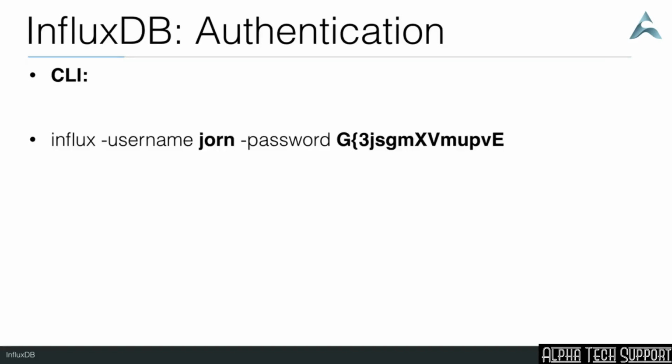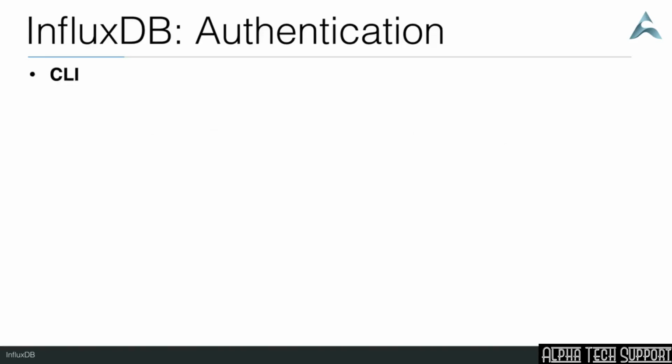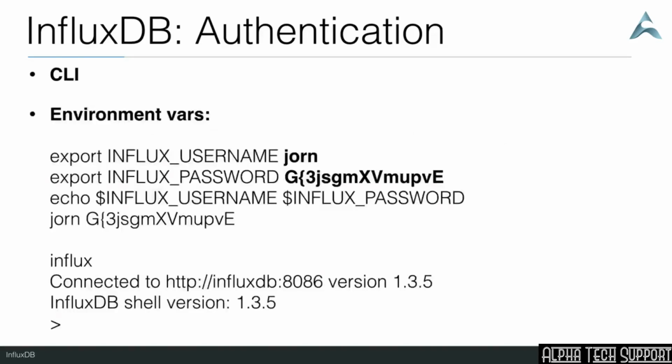Once the authentication is enabled, you can connect to Influx using a username and a password, like in this example, but there are a couple of other ways to do this as well. You can use environment variables, so you don't want your password to be typed in on the command line all the time. You can put it in the environment variables of certain users or certain applications.